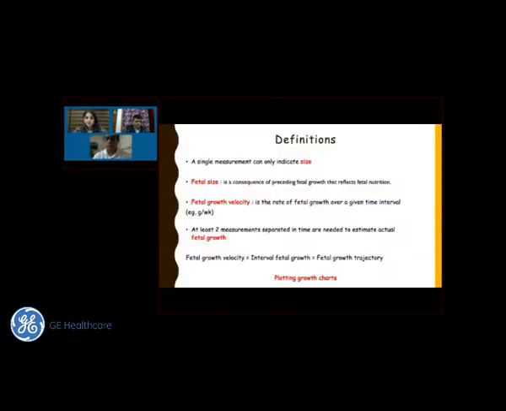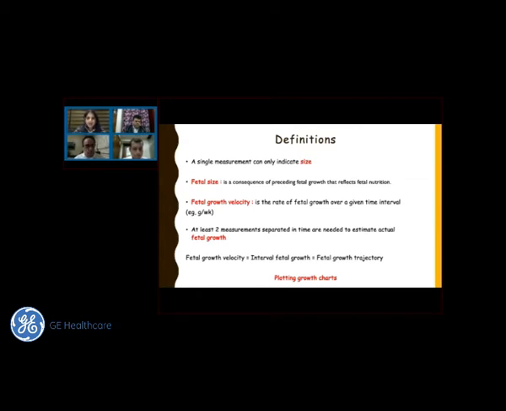Now coming to certain further definitions, a single measurement. So a fetus has come to you today for the first time. You measure, the weight is 1.2 kgs. It only indicates fetal size. It corresponds to 28 weeks. It weighs 1.2 kg. It does not tell me if it is normal, not normal, if it's FGR, if it is LGA.